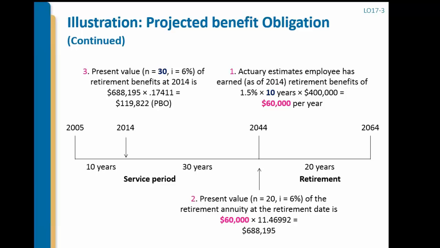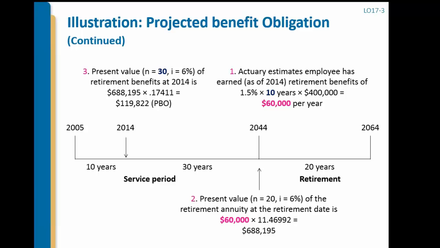We'll say, for simplicity, that this is the estimated salary in 2044, 30 years from now. So what we're saying is that we are estimating that as of right now, there is a liability which is an annuity of $60,000 a year for 20 years. So $60,000 a year using the annuity factor of 6% means that we need to have, as of 2044, $688,195 in the bank. Okay?